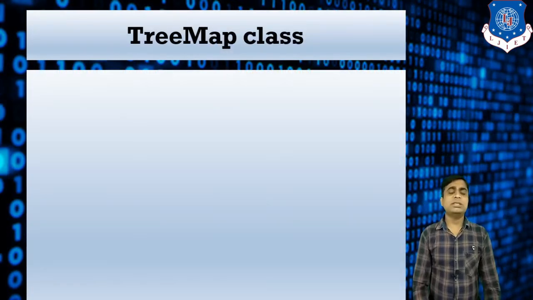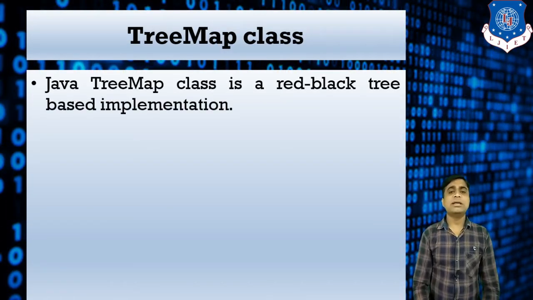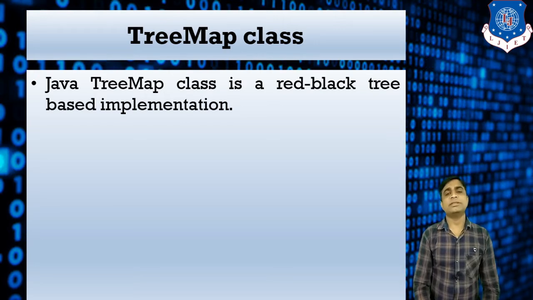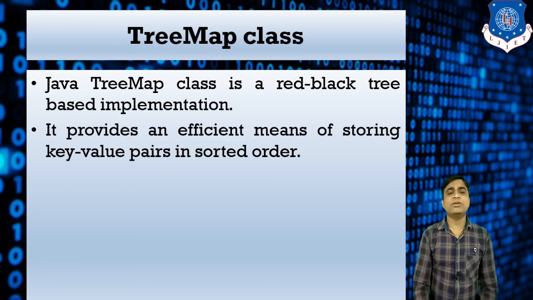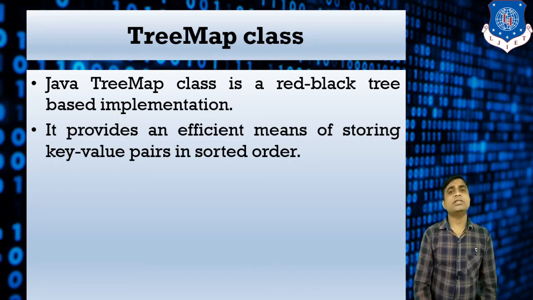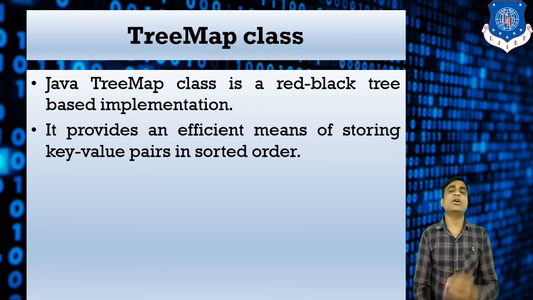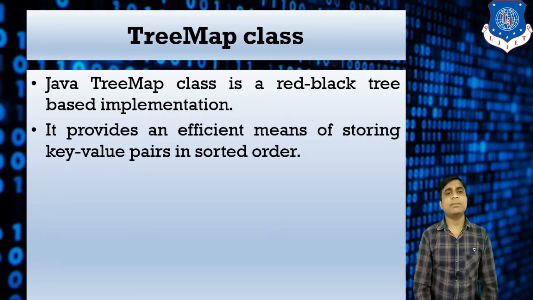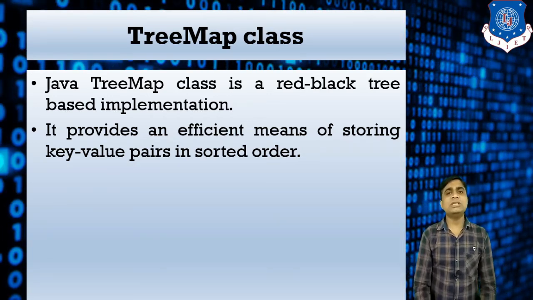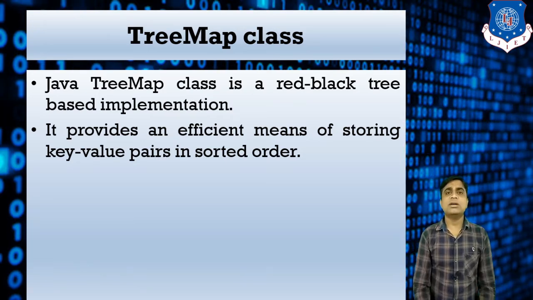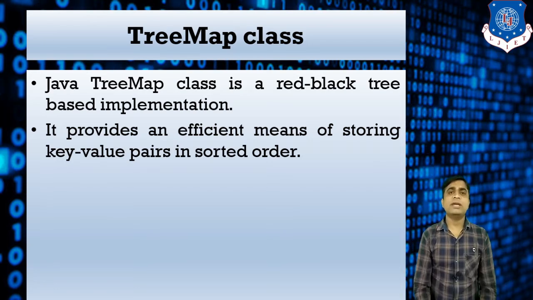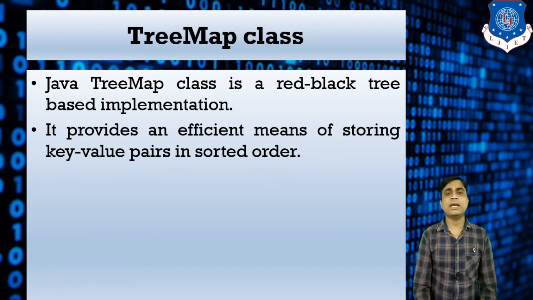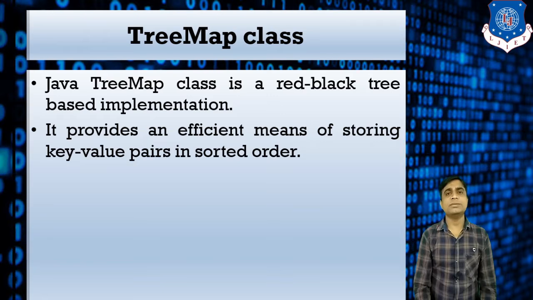Now let's talk about the TreeMap. This particular class is a red-black tree based implementation. It provides an efficient means of storing key value pairs in a sorted order. So a specific order is there if you are talking about the TreeMap class. So these are the three different classes of the map interface. I will also explain all these three with live examples. So without wasting so much time, let's start the programming.